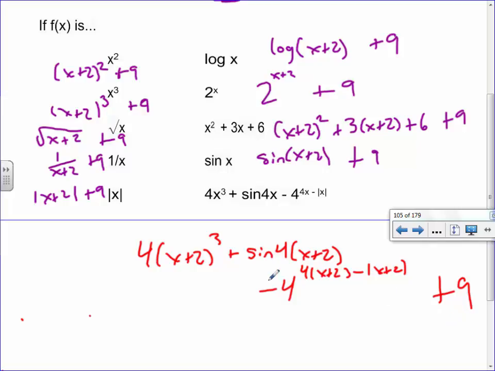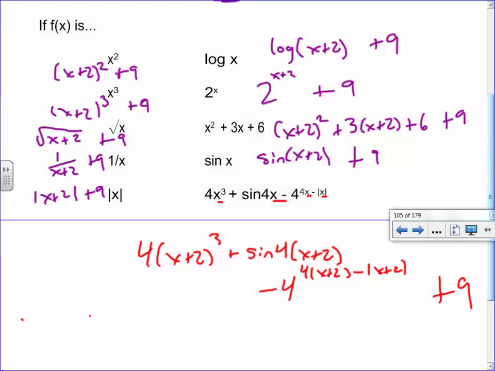Everywhere you used to have an x, so here, here, there, and there, all of those x's, I just wrote x plus 2. And I wrote them all in brackets, because I may need to distribute or something like that, so I may as well be diligent and put them all in brackets. And then when I was done it all, that's it.